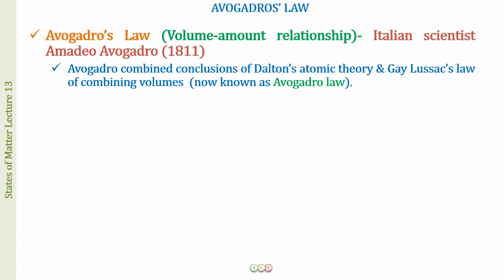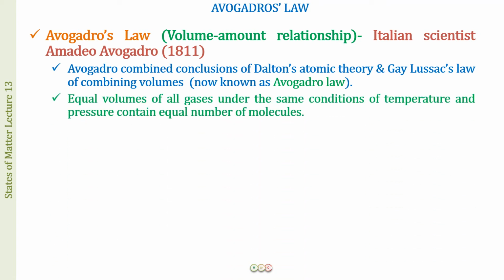Now, before I do that, I would like you to have a look at what Avogadro's law is and how we learned it in the course on some basic concepts, how we reached that point. The Avogadro's law statement is that equal volumes of all gases under the same conditions of temperature and pressure contain an equal number of molecules.